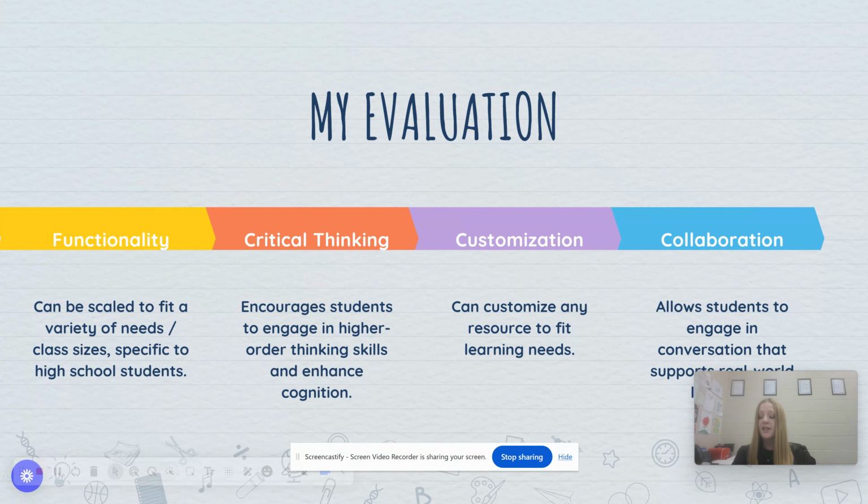And then as far as collaboration goes, my students were engaging in conversation. It supported the real world application of the tool. And I just saw a lot of good conversation between my students that I don't normally hear when we would previously go over this unit. So that was really awesome as well.